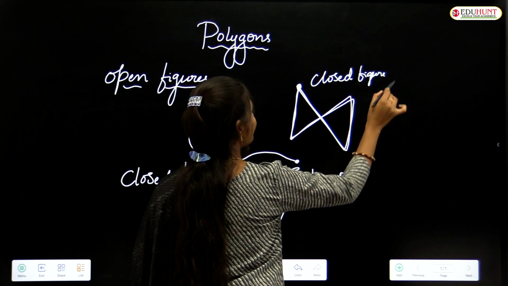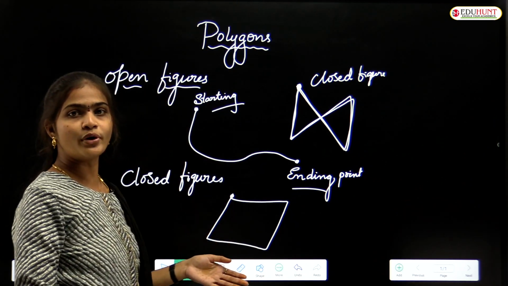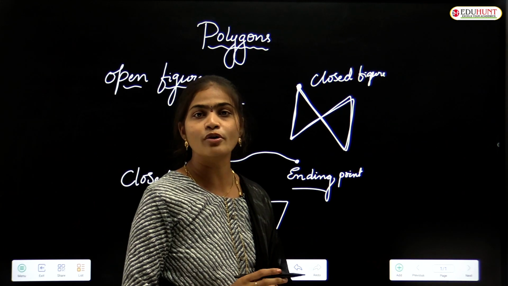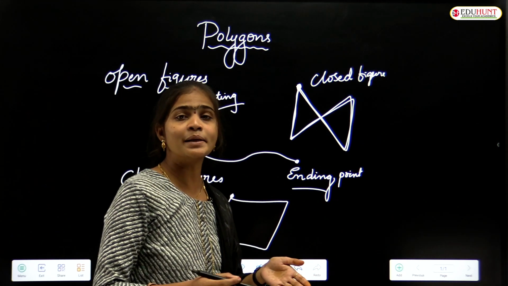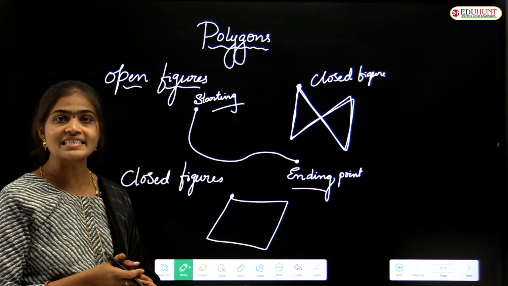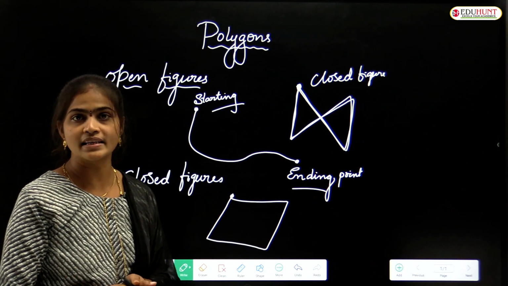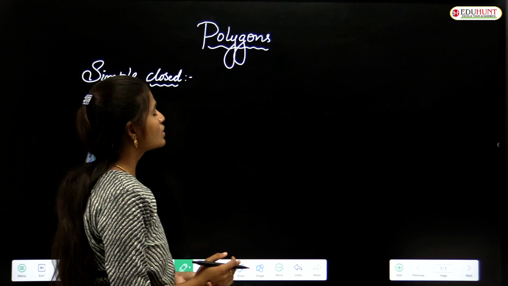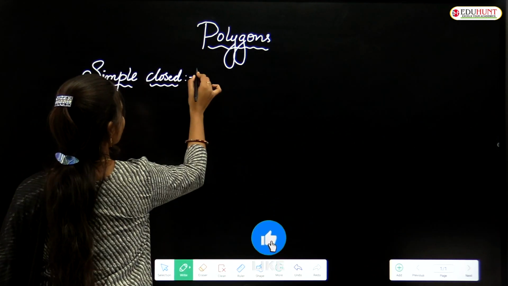So simply we can say that if the starting point and ending point are different, we call those figures open figures. If the starting point and ending point are the same, then we call those figures closed figures. Okay, after this, next is the simple closed figure.